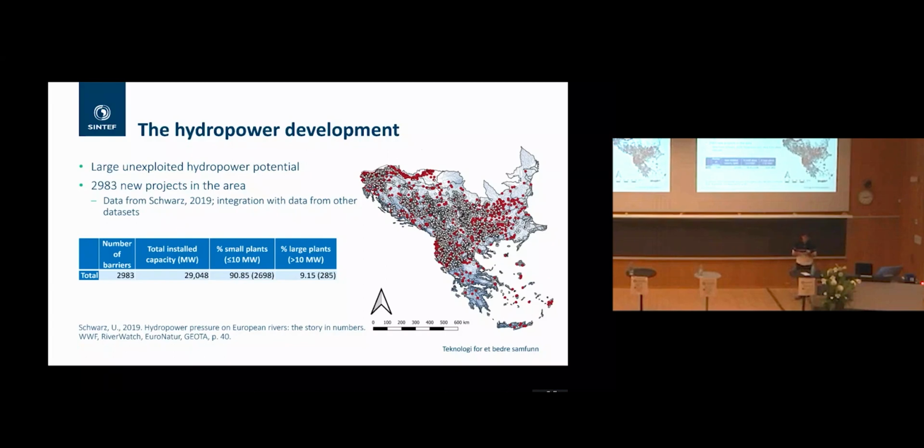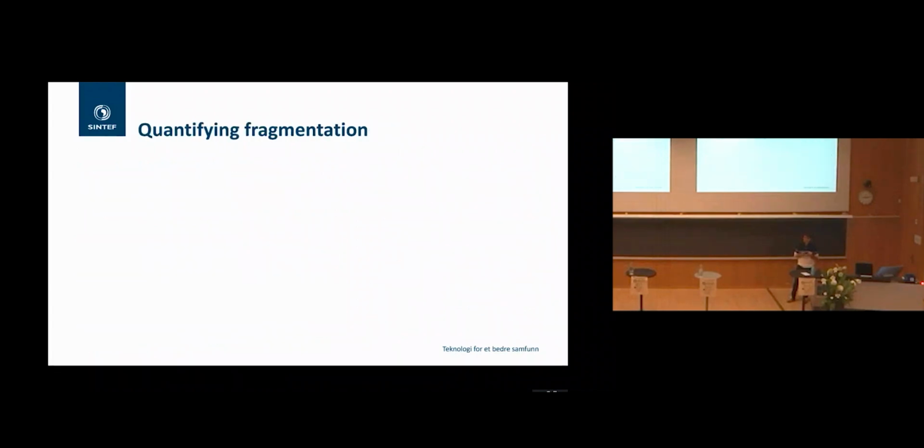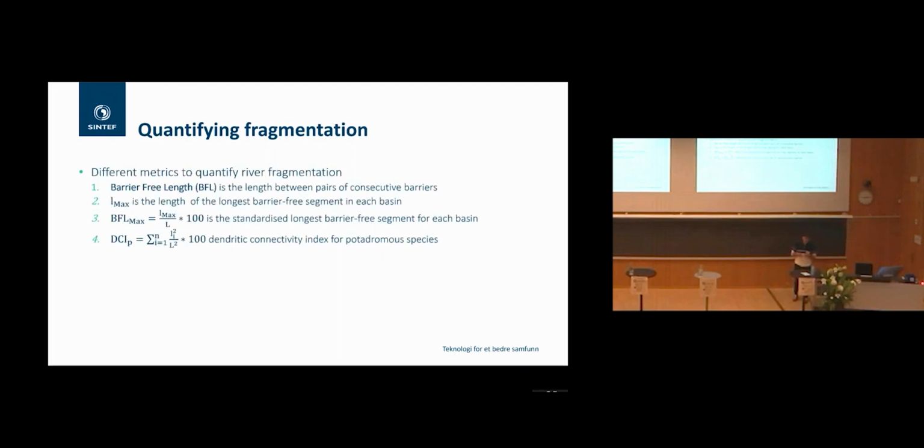So, small hydropower plants. We wanted to know what the impact on connectivity of these 3,000 new barriers will be. So first of all, how do we quantify connectivity and fragmentation? We chose 4 metrics. There are many metrics; these are quite common, I would say. So the barrier free length is the length between 2 barriers, and is a property of the reach.